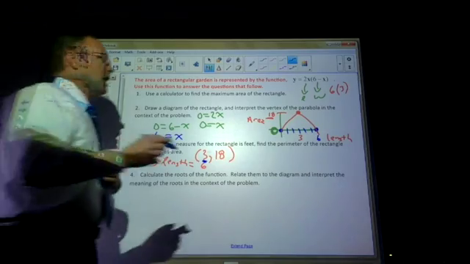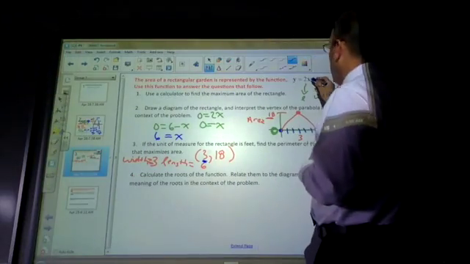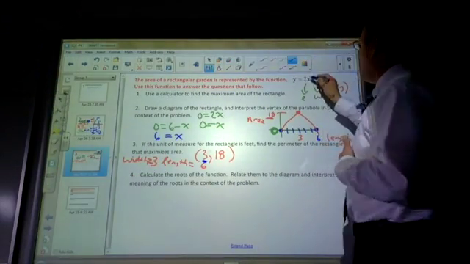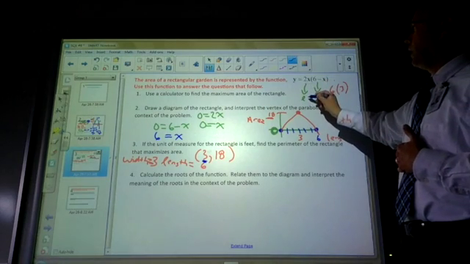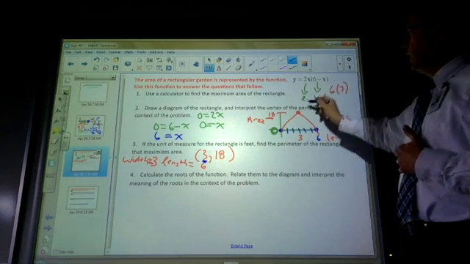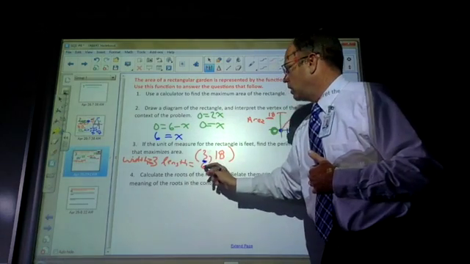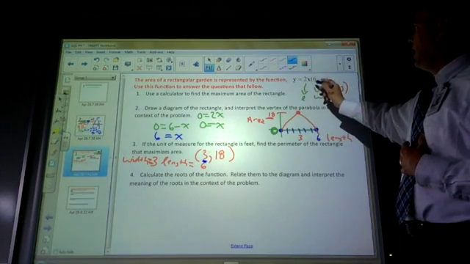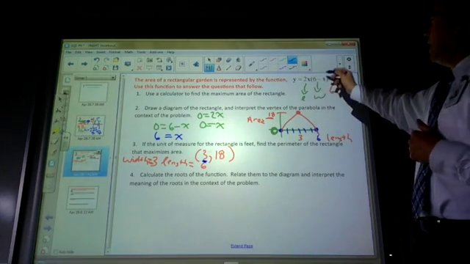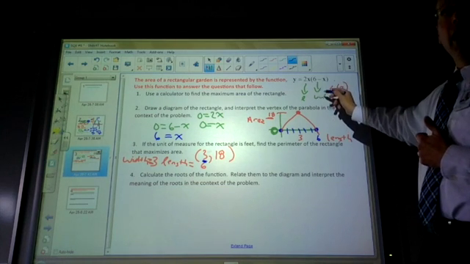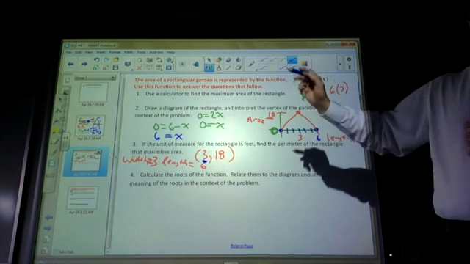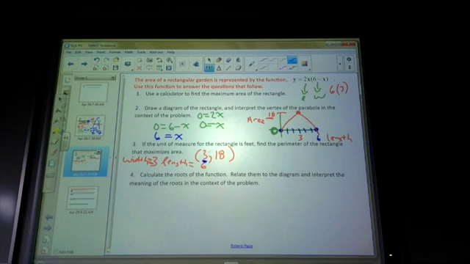X. If I take my x and plug it in, 2 times 3, we call 2x length. 2 times 3 is 6. At 6, we have a maximum length. At 3, we have a maximum width. We have a maximum area because 3 times 6 is 18. Our vertex is 18. So our maximum is 18 square feet.